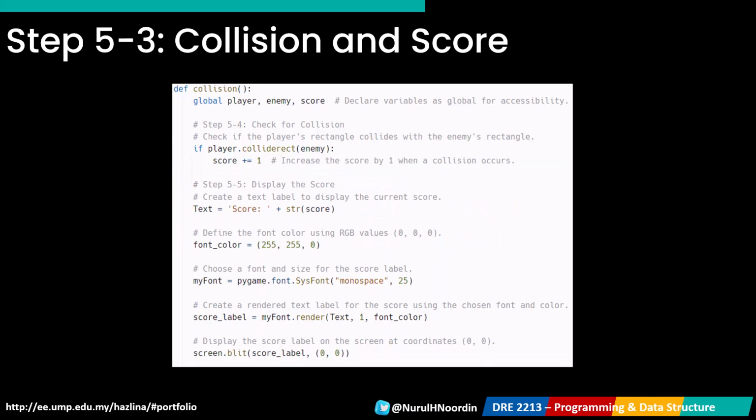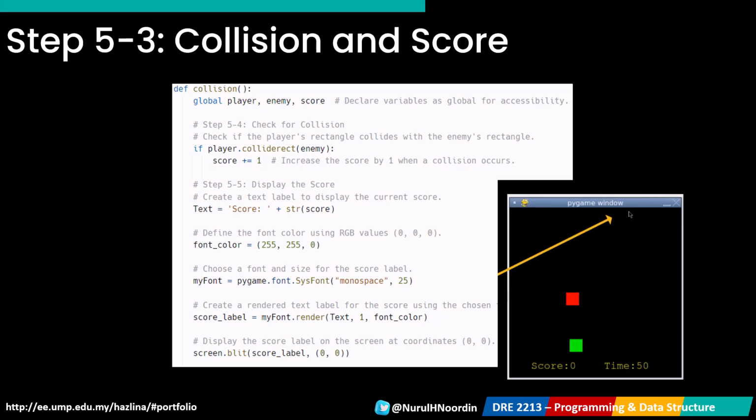Next is step 5.3. This is where we define the collision function, the magic behind detecting interactions and scoring. In this step, marked as 5.3, we unveil the logic that makes our game dynamic and engaging. So, what is the collision function? The collision function is our game's detective. It's responsible for detecting when the player character collides with the enemy character.